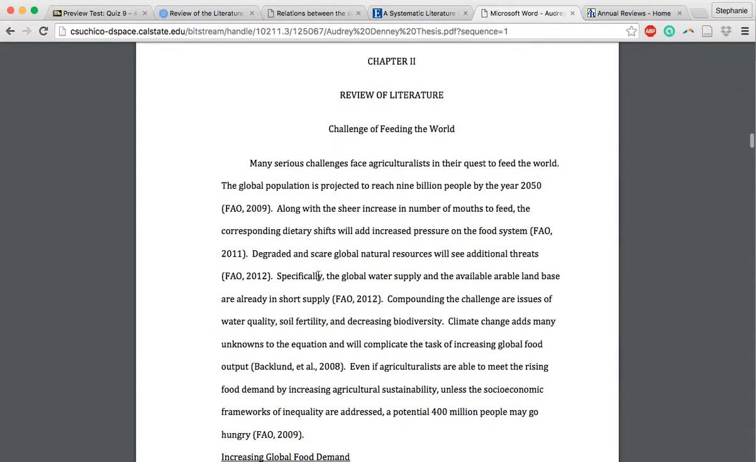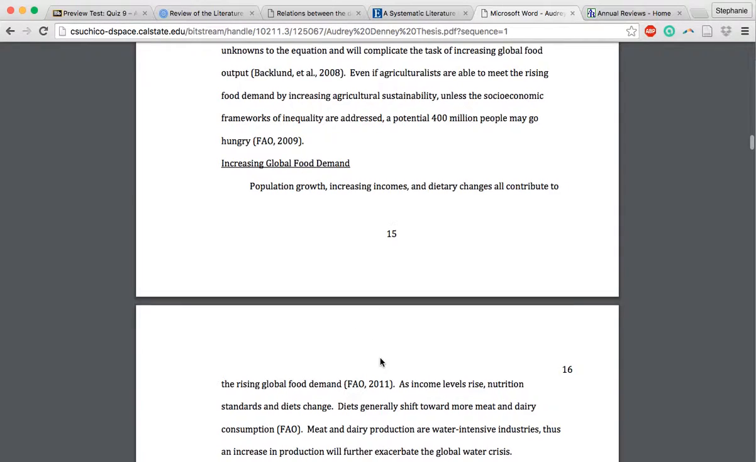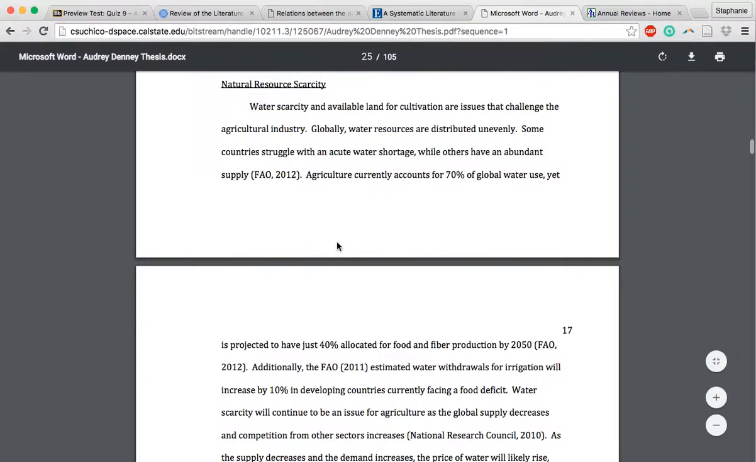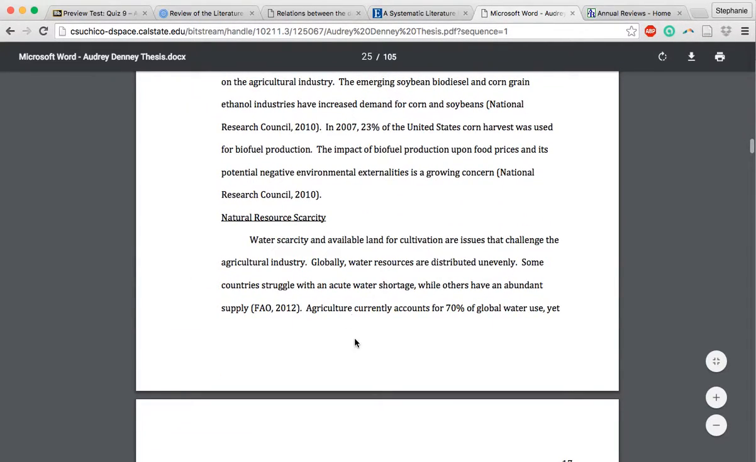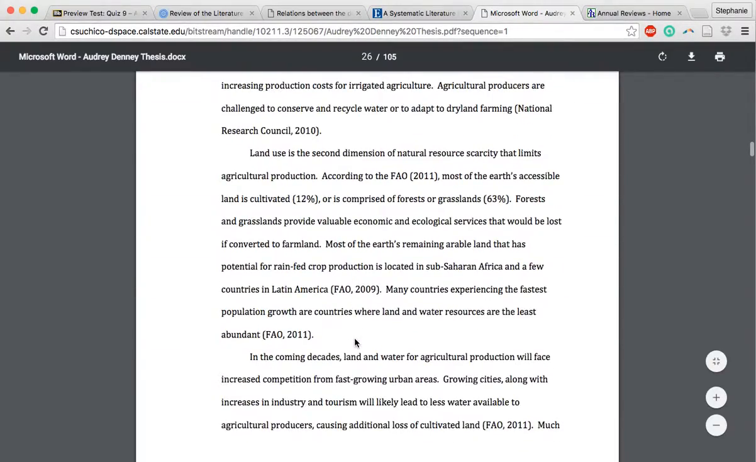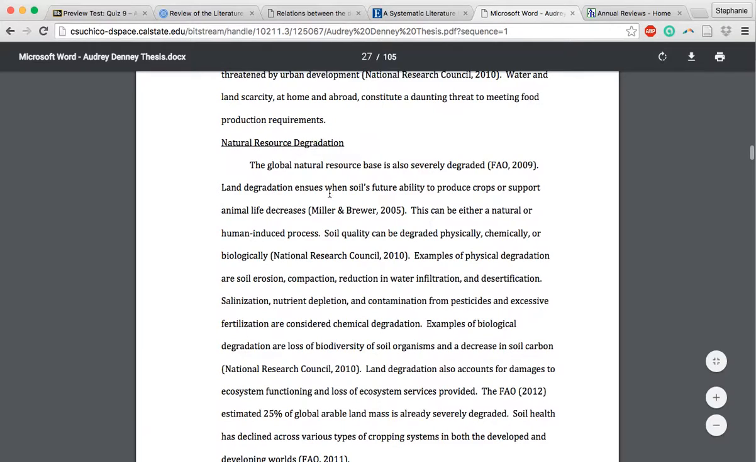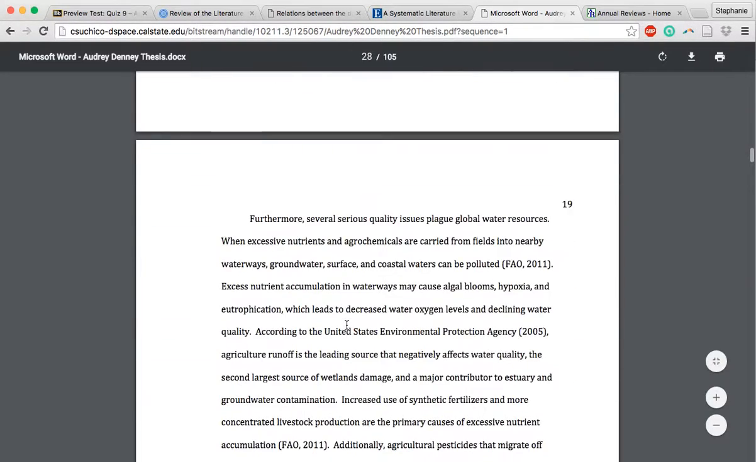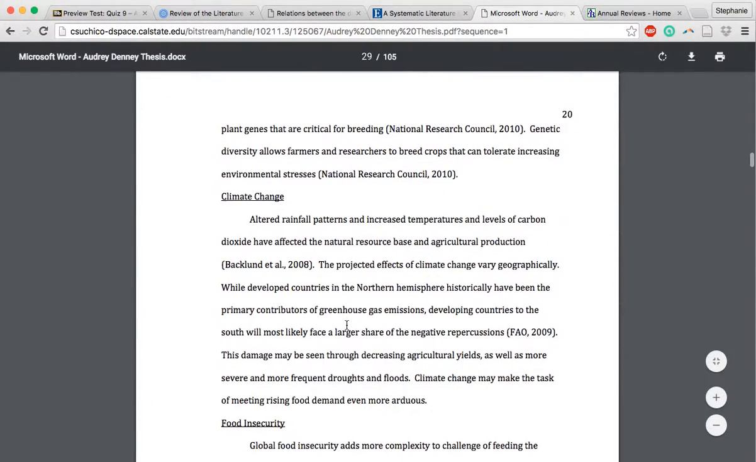So this literature review is in different sections. So they have their idea-based. This is one main idea. And then they have different sources talking about that one idea. Second main idea, different sources talking about that second idea. Third idea, different sources talking about their third one. So they have it really clearly separated, really clearly organized.